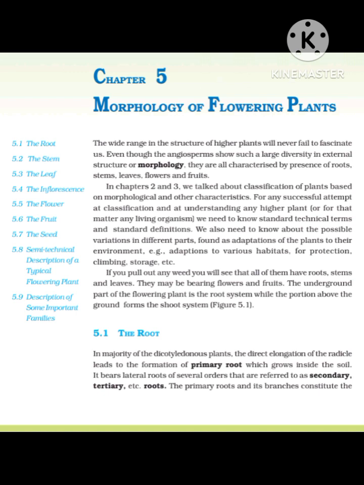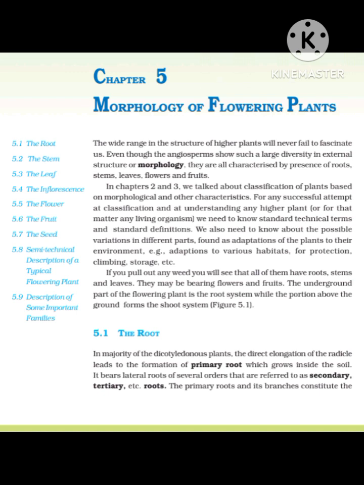Even though the angiosperms show such a large diversity in external structure or morphology, they are all characterized by the presence of roots, stems, leaves, flowers and fruits. In chapters 2 and 3, we talked about classification of plants based on morphological and other characteristics. For any successful attempt at classification and at understanding any higher plant, or for that matter any living organism, we need to know standard technical terms and standard definitions.